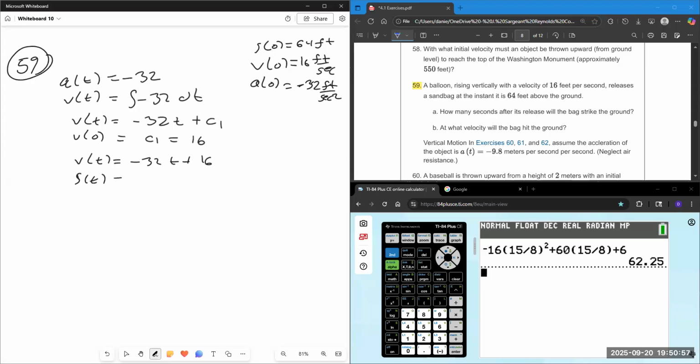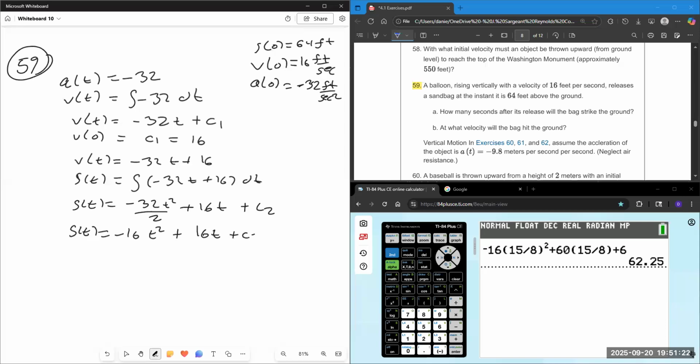s of t is the integral of negative 32t plus 16 dt. So s of t is negative 32t squared over 2 plus 16t plus c2. s of t is negative 16t squared plus 16t plus c2. s of 0 is c2, which is equal to 64. So s of t is equal to negative 16t squared plus 16t plus 64.